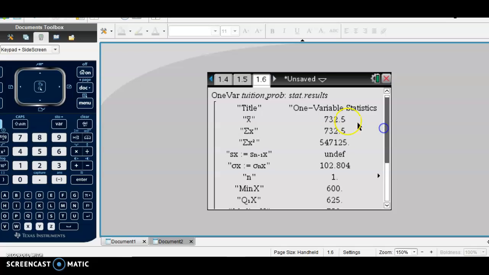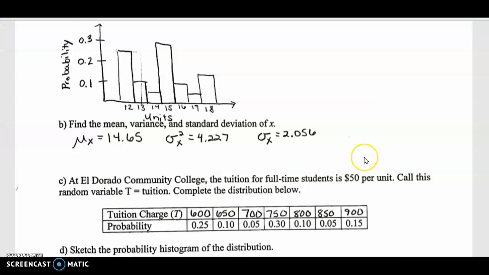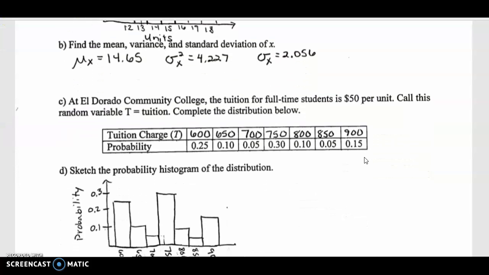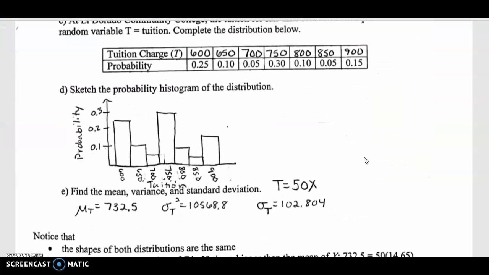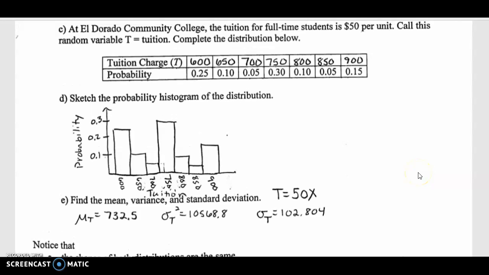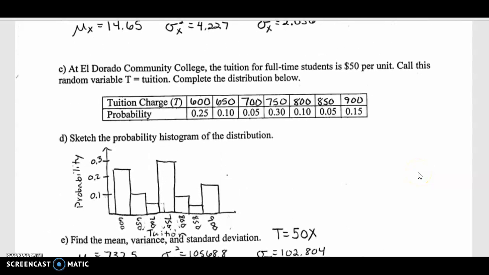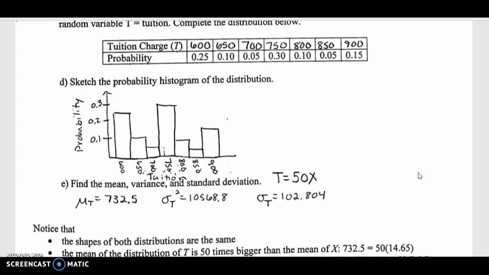And I get a new mean. So the new mean is 732.5. I get a new standard deviation. And obviously I'll get a new variance. So I go back to my answer key here. So there's my new mean, my new variance, my new standard deviation. And guess what? They are the old mean and old standard deviation just times 50.